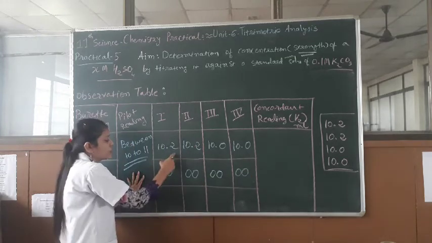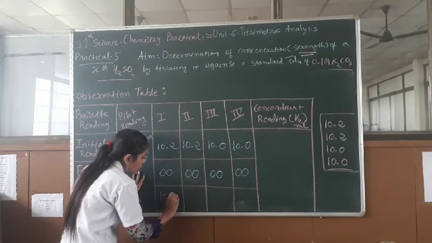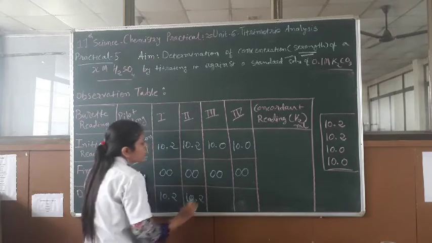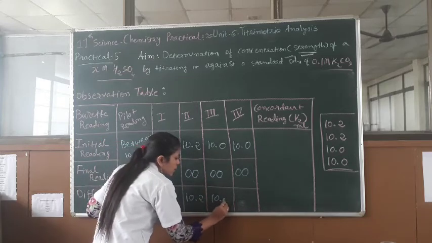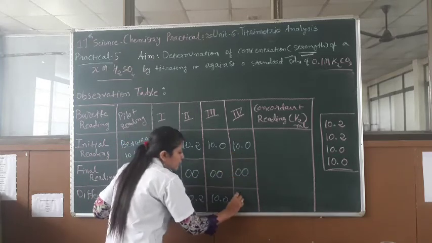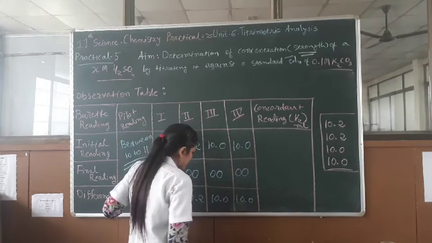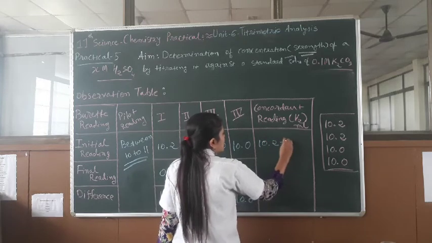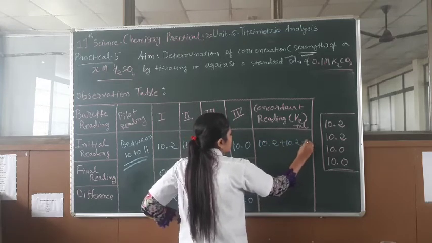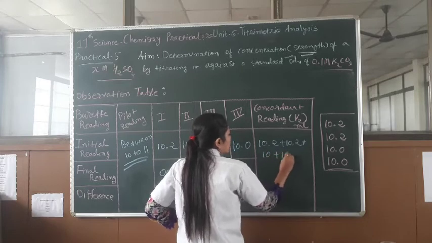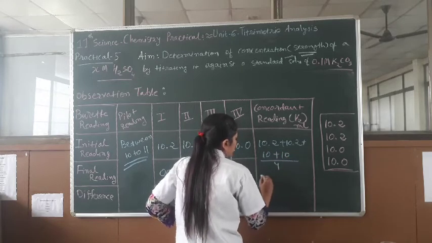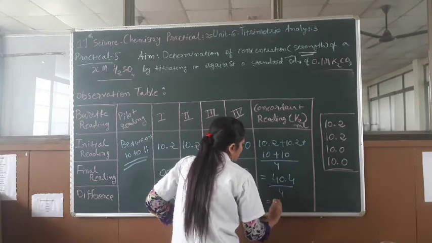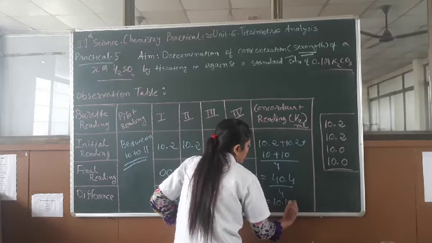So the difference: 10.2 minus 0 is 10.2. Here again 10.2, then 10.0 and 10.0 minus 0 is 10.0. Let's take the average: 10.2 plus 10.2 plus 10 plus 10, divided by 4. That is 40.4 divided by 4, which is 10.1 ml.